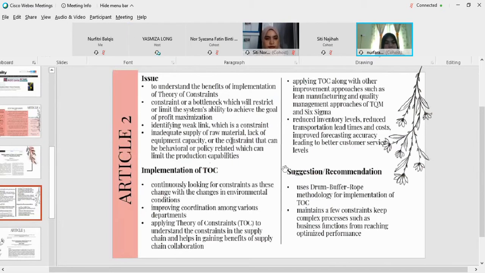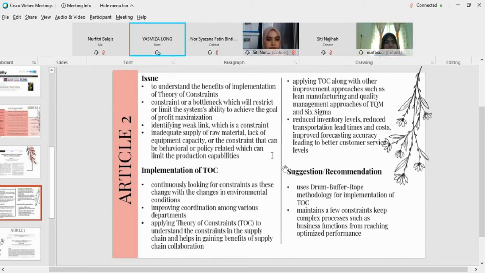Second one is constraint or a bottleneck, which will restrict or limit the system's ability to achieve the goal of profit maximization. The third one is identifying the weak link, which is the constraint. And the last one is inadequate supply of raw material, lack of equipment capacity, or a constraint that can be behavioral or policy related, which can limit the production capabilities.